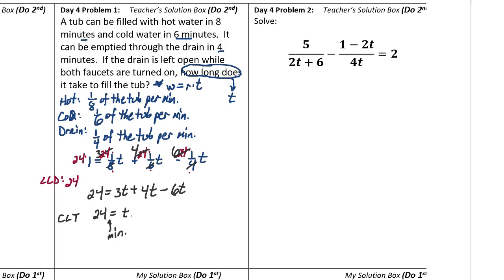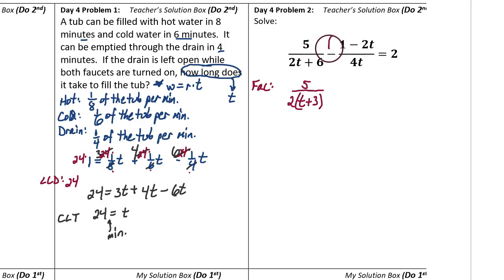Day 4, problem 2. We're asked to solve this equation and it has fractions. So we want to multiply everything by the LCD. But before we find the LCD, we need to have the denominators in factored form. So our first step is to factor all the polynomials. Let's rewrite this first fraction as 5 over 2 times t plus 3. This numerator does not factor, and this denominator does not factor.